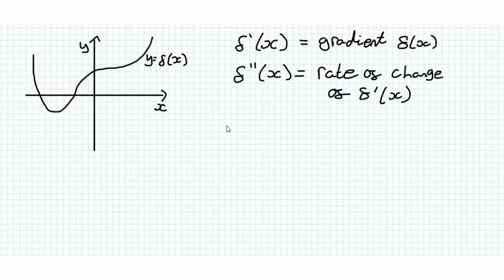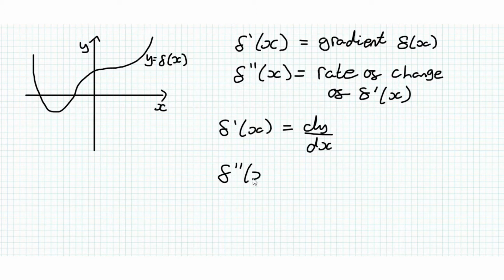Some notational issues. f dash of x is equivalent to writing dy by dx when we've got y as a function of x, and f double dash of x would be equivalent to writing d2y by dx squared. These are just notations, so these mean exactly the same thing, and we'll see this later. We'll use them interchangeably.